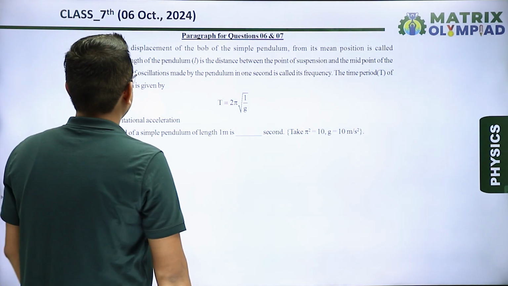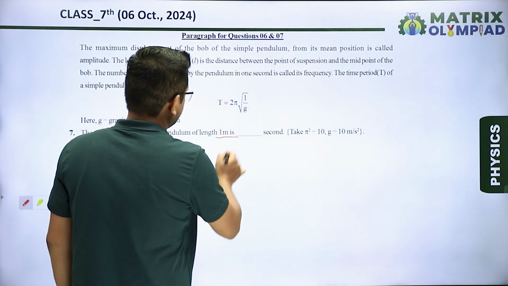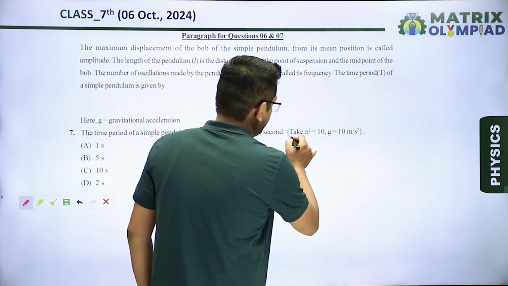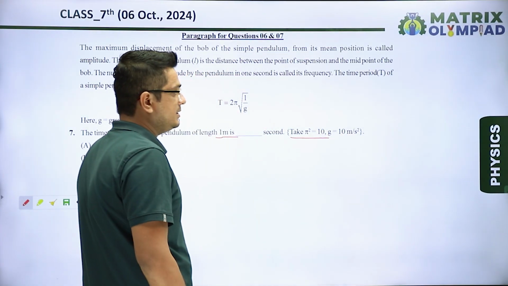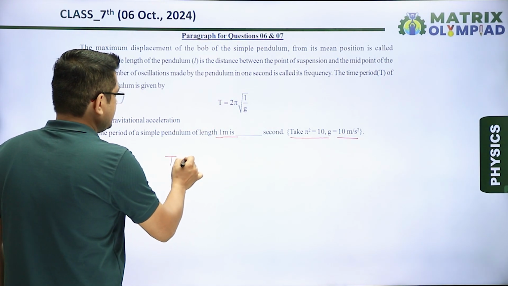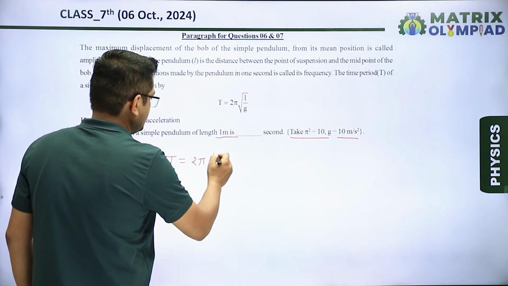In this, it is said the time period of a simple pendulum of length 1 meter, that means length is given as 1 meter, and for making the calculation simple, it is given that pi square can be taken as 10 and G is also taken as 10. So the main formula is T equals 2 pi root L upon G.